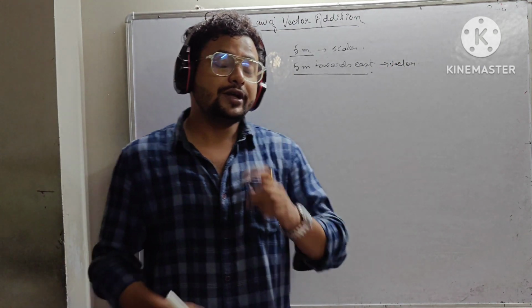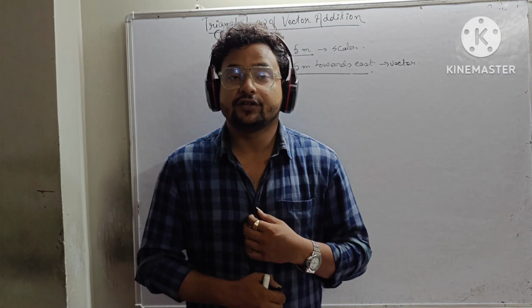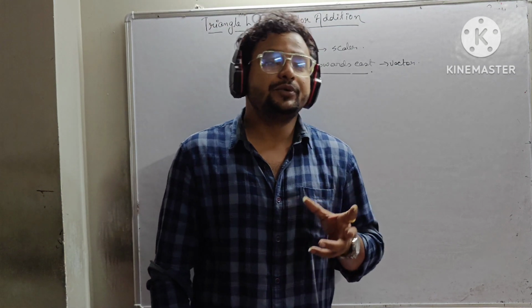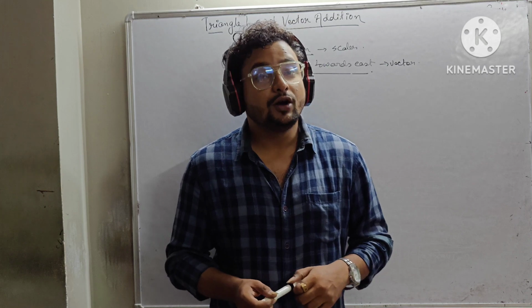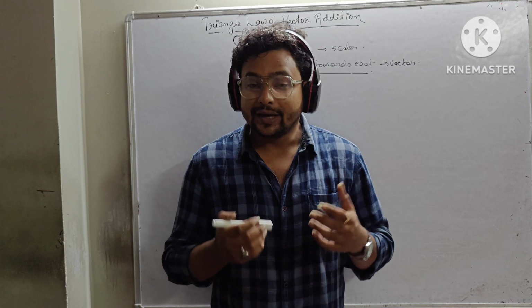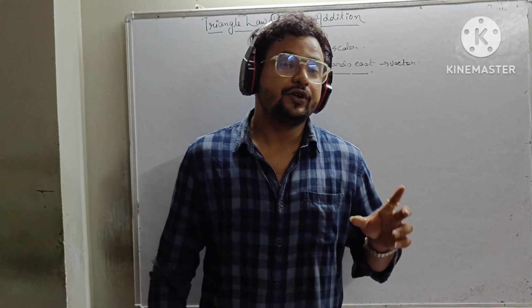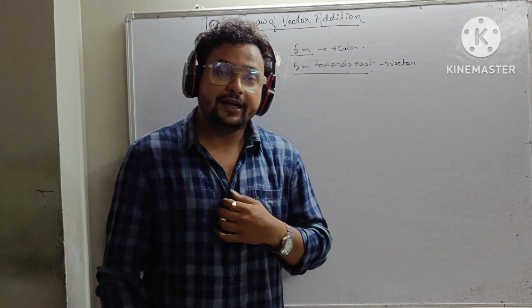Now there is one more extremely important difference between scalar and vector quantities. Scalar quantities can be added algebraically, but vector quantities cannot be added algebraically. To add two vector quantities, we need to use specific rules, like the rule that we are going to discuss today, that is the triangle law of vector addition.